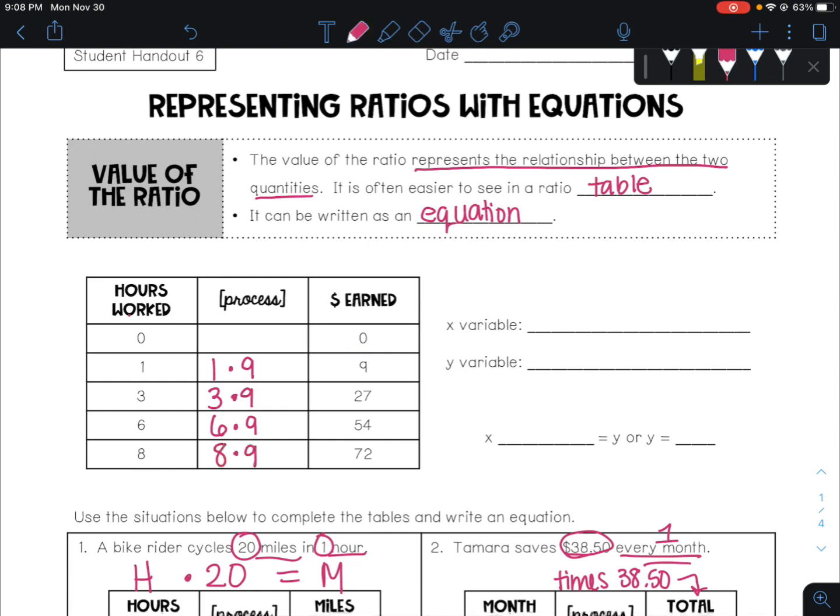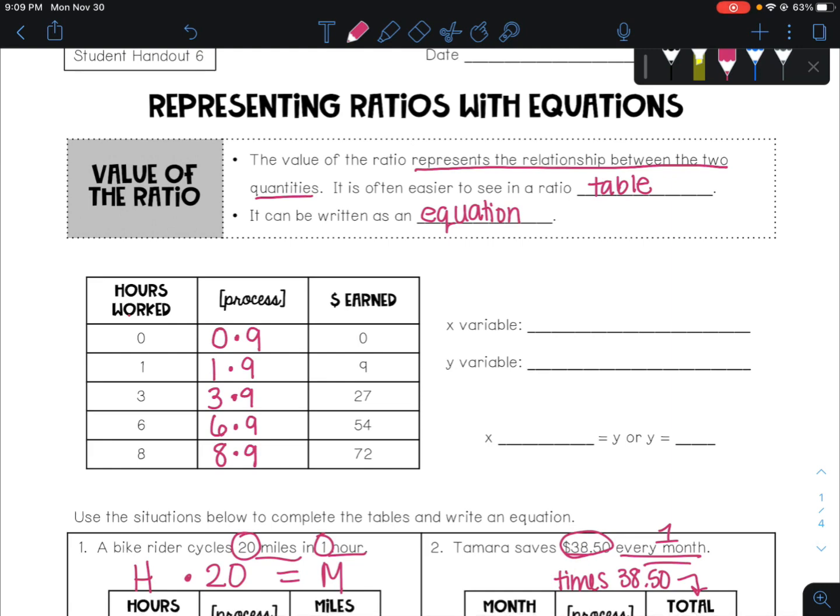So we see this thing here called the value of the ratio, and it's this number 9 that's really helping us. And what we can do is just fill out the rest of the table with it. So it must be 0 times 9 equals 0. Okay? And what we want to do is take this whole situation and turn it into an equation.